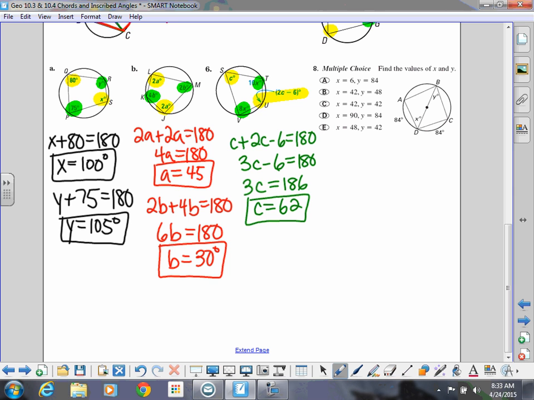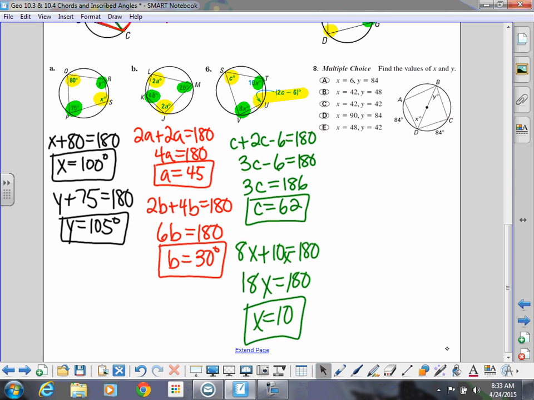And then my other equation is going to involve the x's. I have 8x plus 10x is equal to 180. Oh, I forgot my x. And then I have 18x is equal to 180, which means x has to be equal to 10.